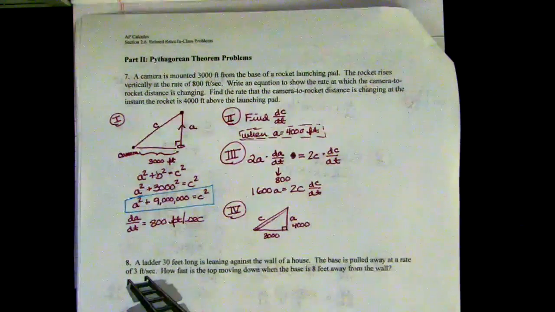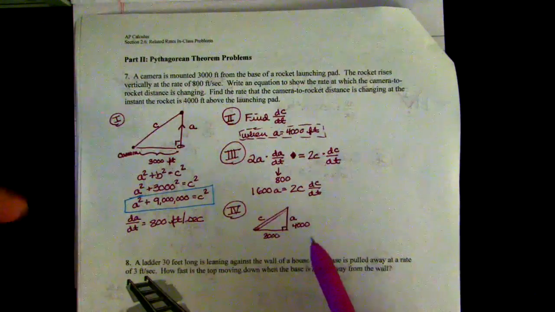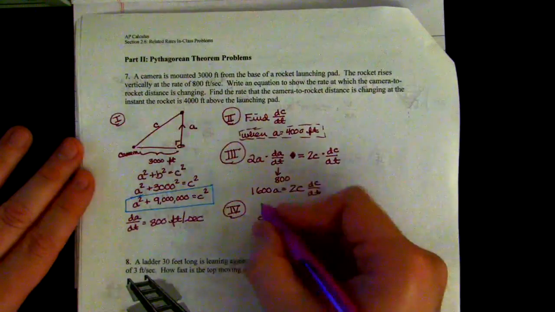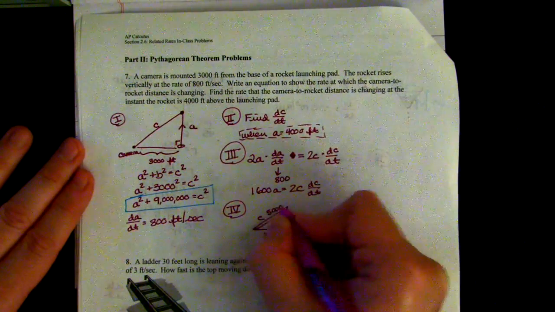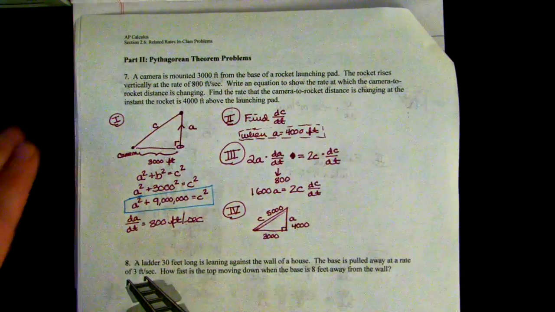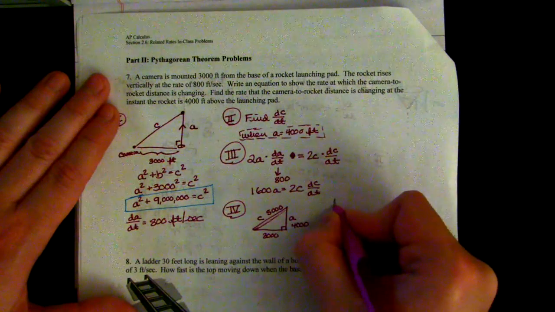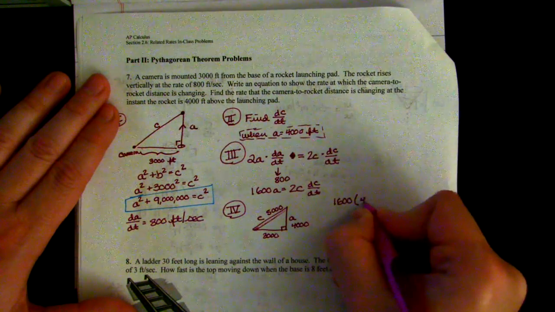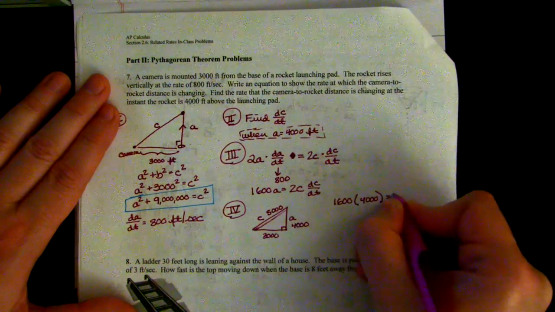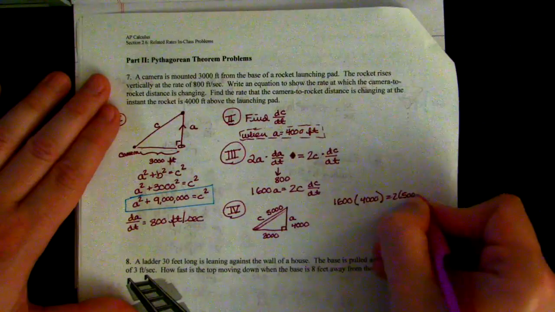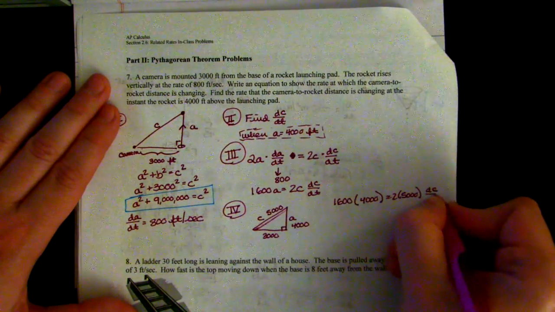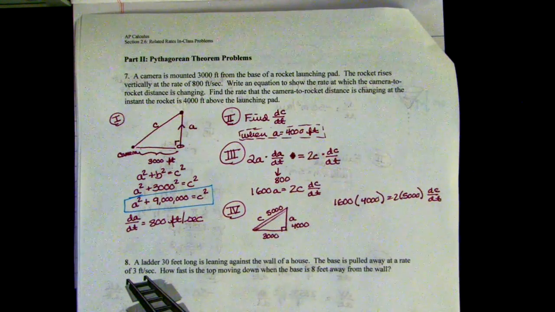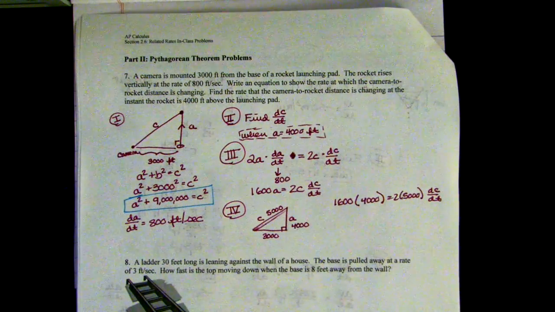Actually, there's a shortcut with this. Normally we'd use Pythagorean theorem, but I think over here, this looks like a 3, 4, 5 right triangle, so I know that my C value is going to be 5,000. Okay, well, now I've got everything I need. I'm going to say 1,600 times 4,000 equals 2 times 5,000 dC dt. Go to the calculator, finish this off, and then put some units on the answer. Tell me what dC dt is.